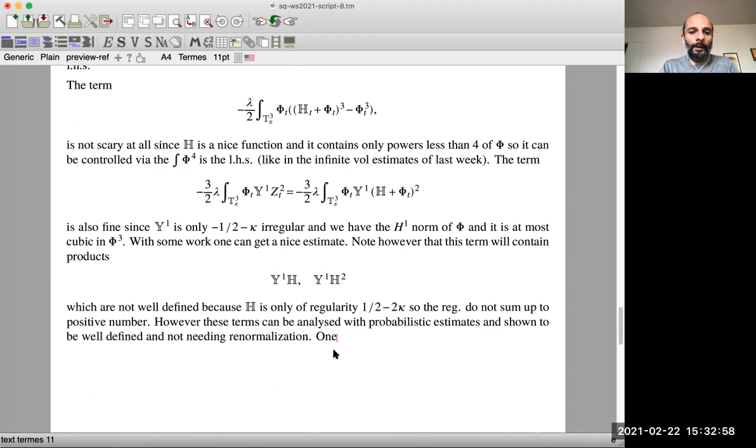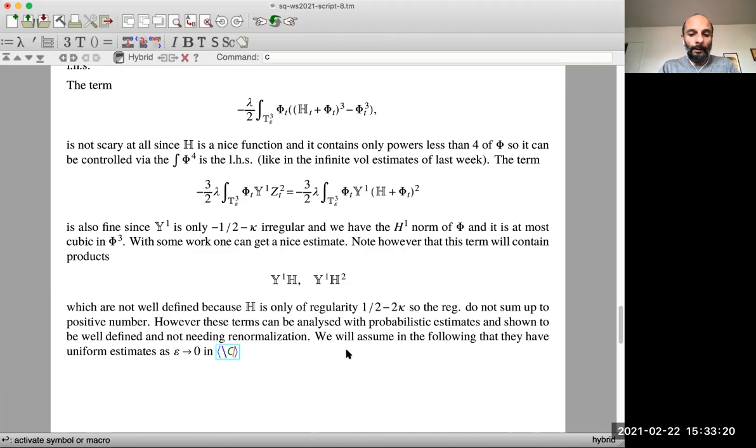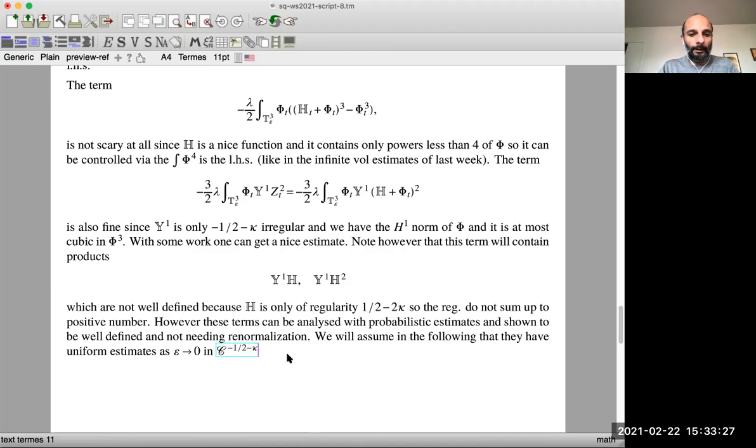One can assume, we will assume in the following, that they have uniform estimates as epsilon goes to 0 in C minus 1/2 minus. Of course, they cannot be more regular than y. So they belong to this space, and are continuous functions of time, let's say.